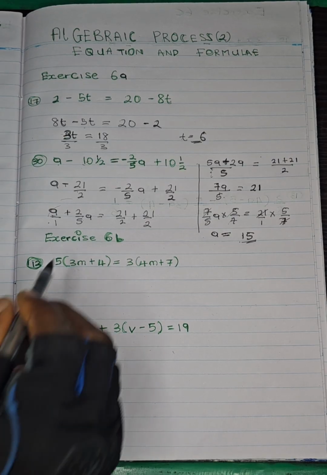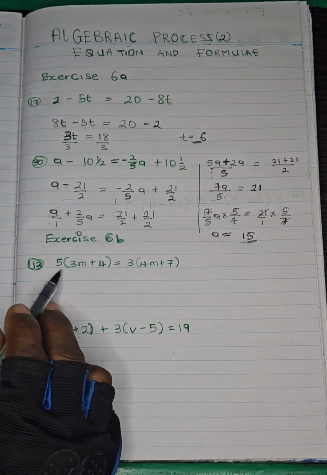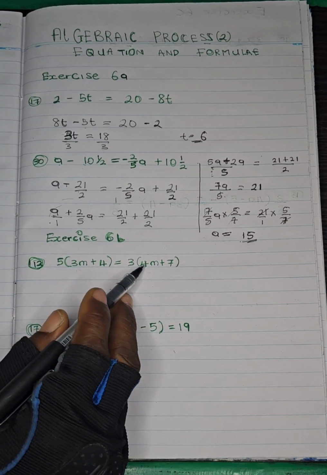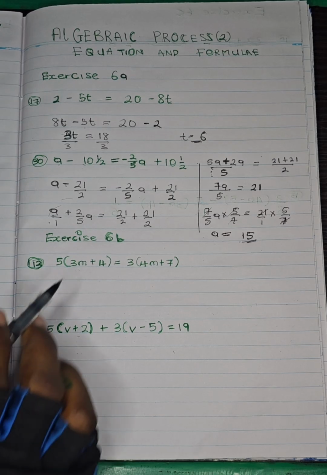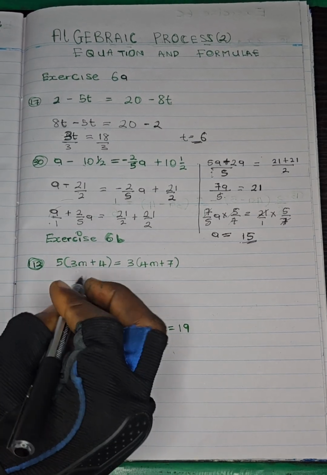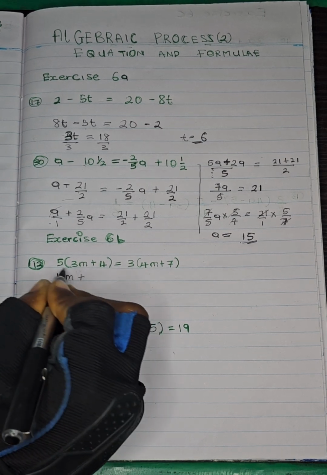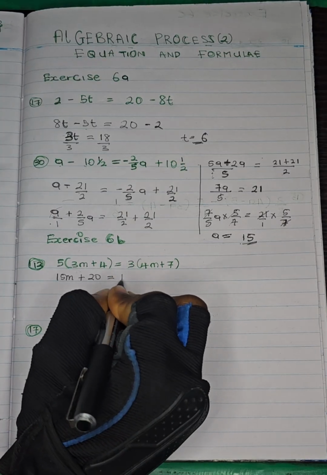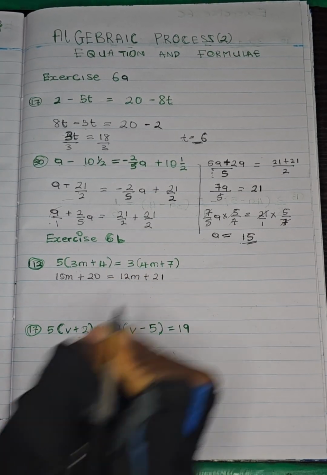So let's go to exercise 6b. Number 12. We have 5 bracket 3m plus 4 is equal to 3 bracket 4m plus 7 bracket close. So in this case, you are looking for m. So first thing you are going to do is what? Open up the bracket. 5 times 3 it will be 15m plus 5 times 4, 20, is equal to 3 times 4, 12m plus 3 times 7, 21.